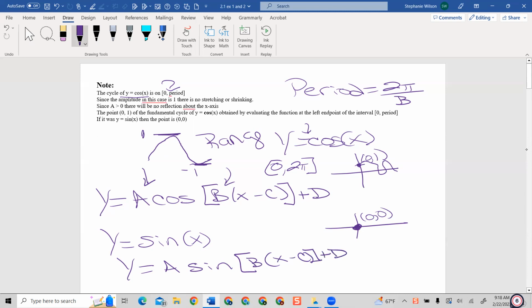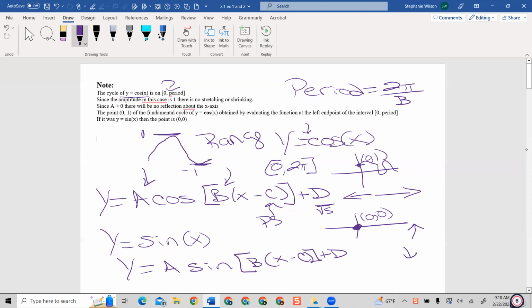Okay, so let's talk about C. C is going to tell me my phase shift. And what does that mean? It means that we're going to take whatever is going on and shift it to the right or to the left. D tells me the vertical shift. That tells me if we're going to take that wavelength and move it up or move it down.